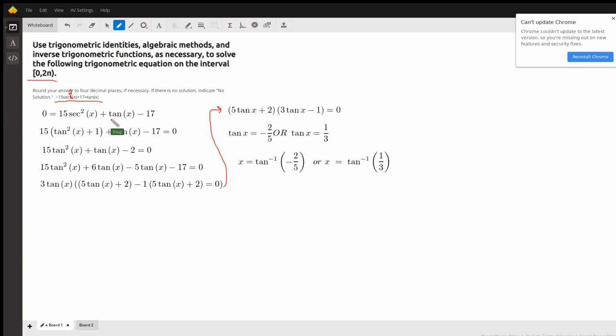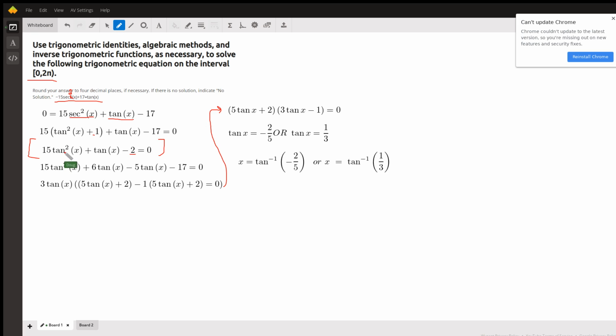And then I realized I've got a tangent function here and a secant squared. If I could get all tangent, this might be easier to solve. So use the trigonometric Pythagorean identity that secant squared is tangent squared plus 1. Distribute the 15. Combine some similar terms. You get plus 15 minus 17 is negative 2. And now you've got a quadratic equation in terms of tangent.